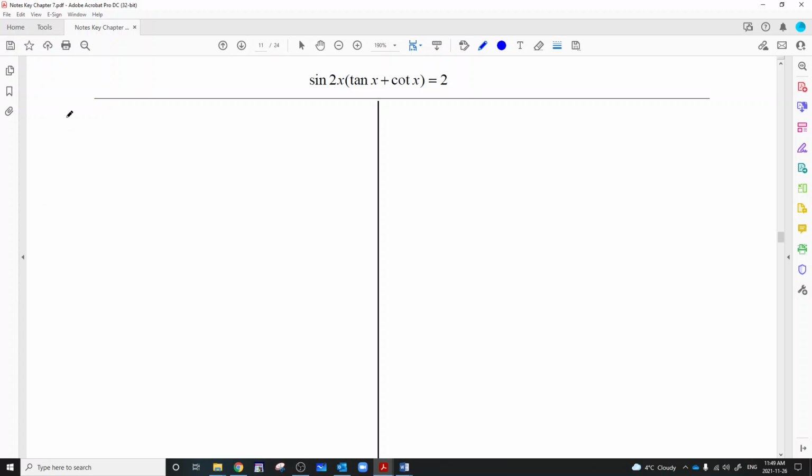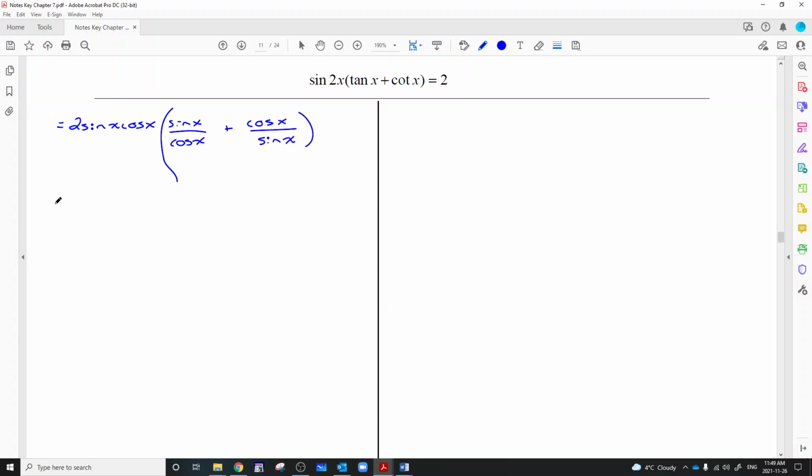Okay, so hopefully you paused the video. You'll notice on the right-hand side, it's a 2. I can't do anything with that, so I'm going to leave it as a 2, and I'm going to work with the left-hand side. I'm going to change sine 2x into 2 sine x cos x. And then I'm going to change tan x into sine x over cos x. And I'm going to change cotan x into cos x over sine x.